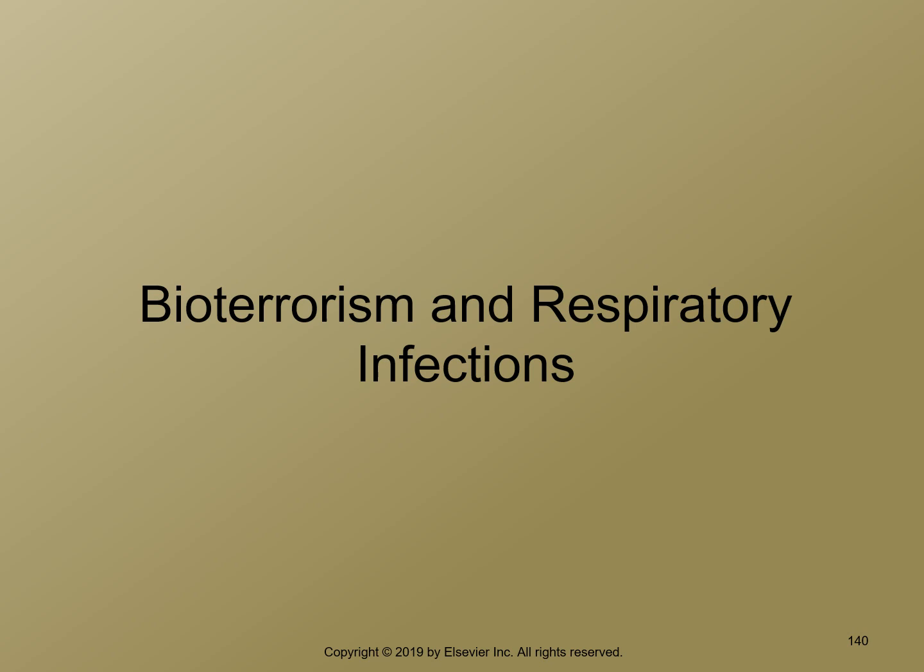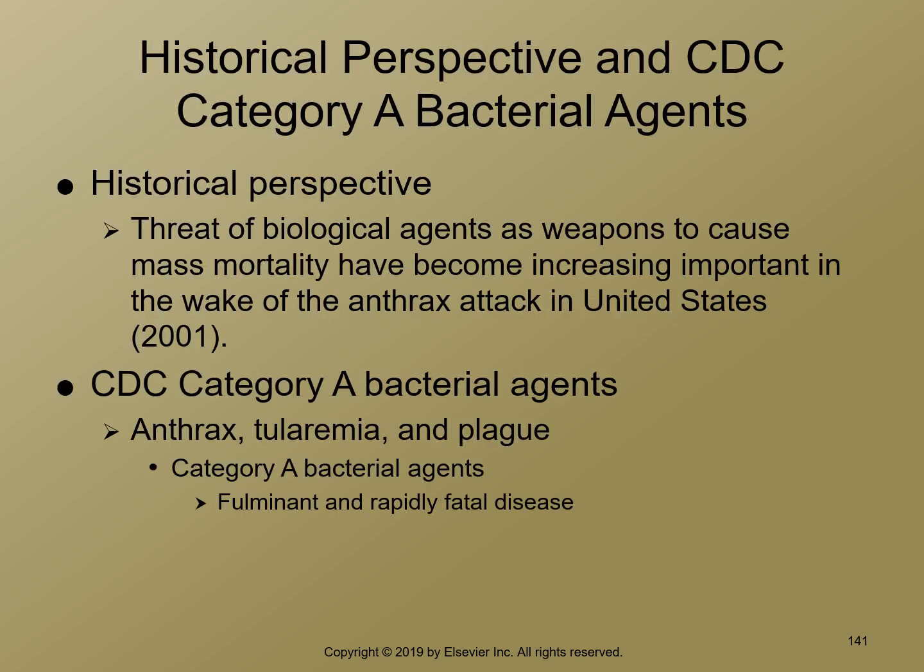The last topic we'll discuss briefly in this chapter is bioterrorism and respiratory infections, but we'll be addressing this again in the chapter concerning zoonotic infections. So remember, several of the organisms that we've discussed that cause respiratory infection are potential biological agents because they can cause mass mortality, and this has become an increasingly important factor in the wake of anthrax attacks in the United States back in 2001.